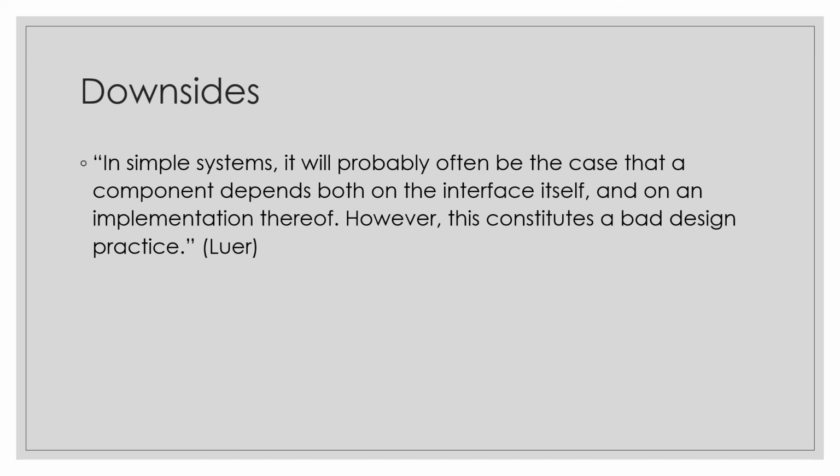And now that we've covered the upsides, what are some downsides of the UML component diagram? Well, as it says in the slide, a downside to the component diagram is that in simple systems, it will probably often be the case that a component depends both on the interface itself and on an implementation thereof. However, this constitutes a bad design practice. So in essence, there may be downsides in the sense that it may be confusing which components depend on what, but as long as good design practices are being used, it should not pose too much of an issue.